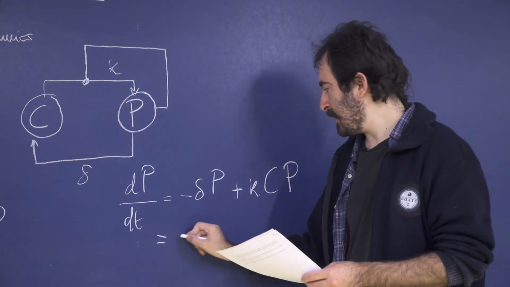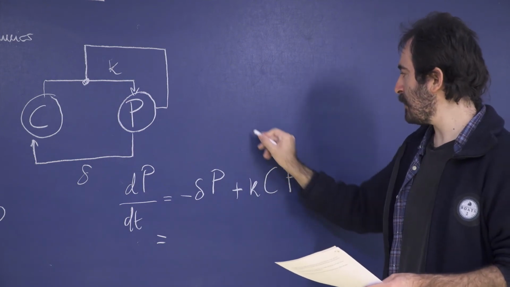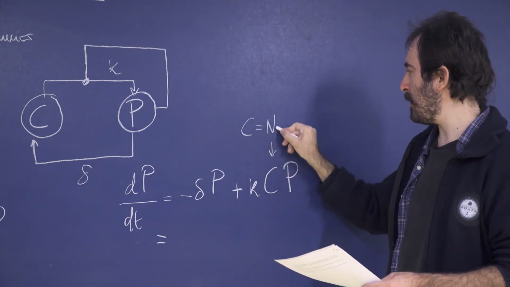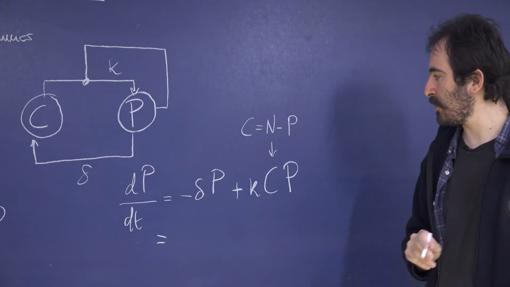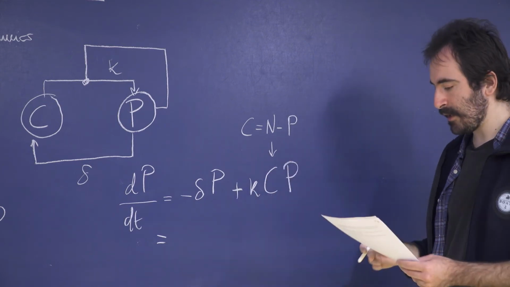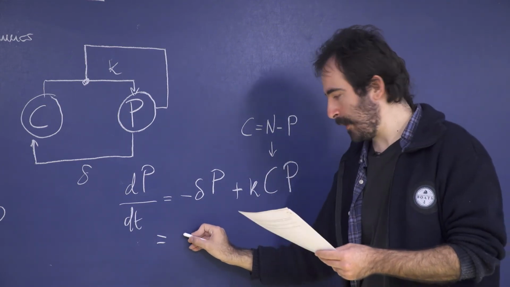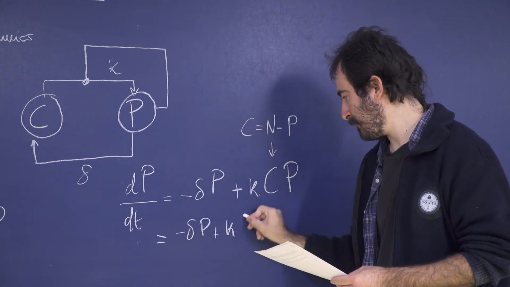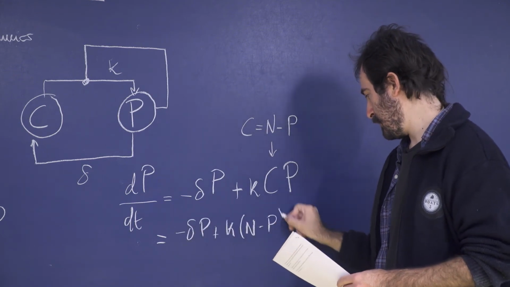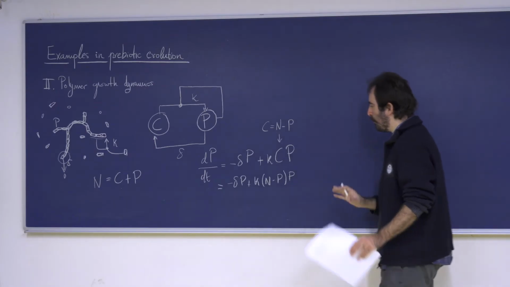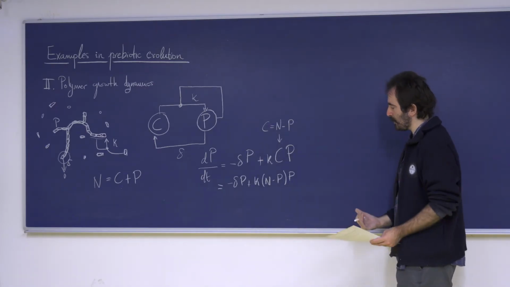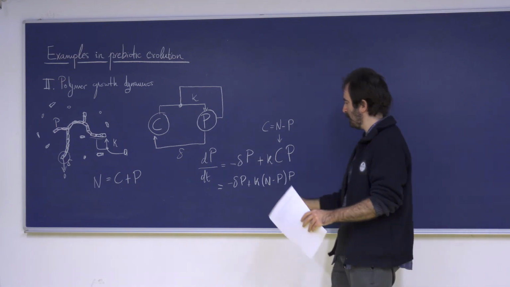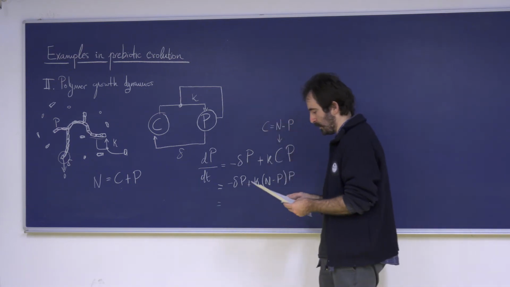Right? So in this case, notice that I can use the fact that C is going to be N minus P from the constant population constraint, and I can just very quickly substitute it down here with the following. So this is going to be minus delta P plus K times (N minus P) times P. So far, so good. We can still further simplify this in a way that's going to be useful for us.